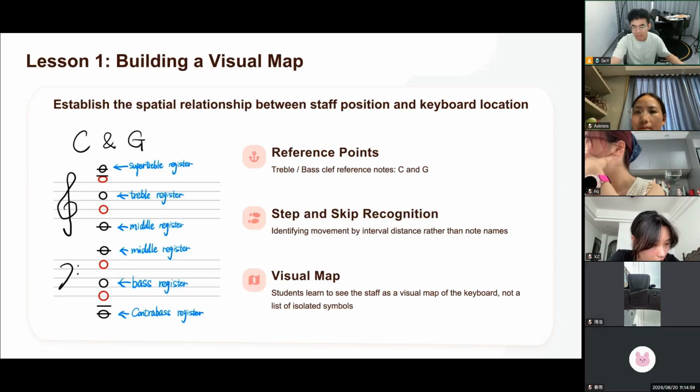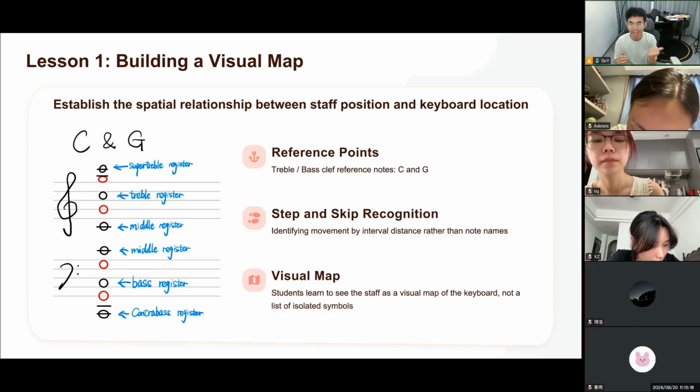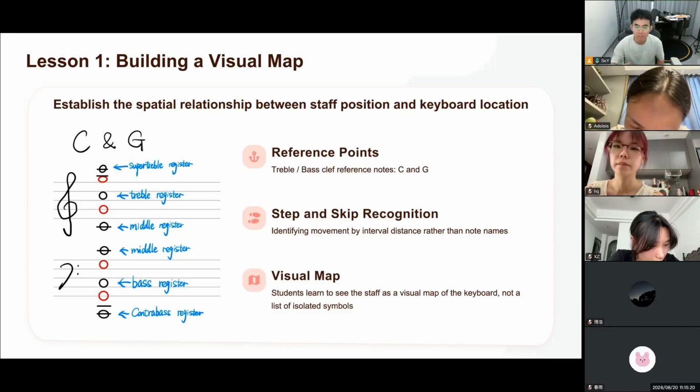At the same time, I train students to watch the direction of the melody. For example, when the notes go up on the staff, the keys move to the right on the keyboard. When the notes go down on the staff, the keys move to the left. Through this training, students start to understand that the staff is not just a bunch of abstract symbols. It is a map that connects with the keyboard.